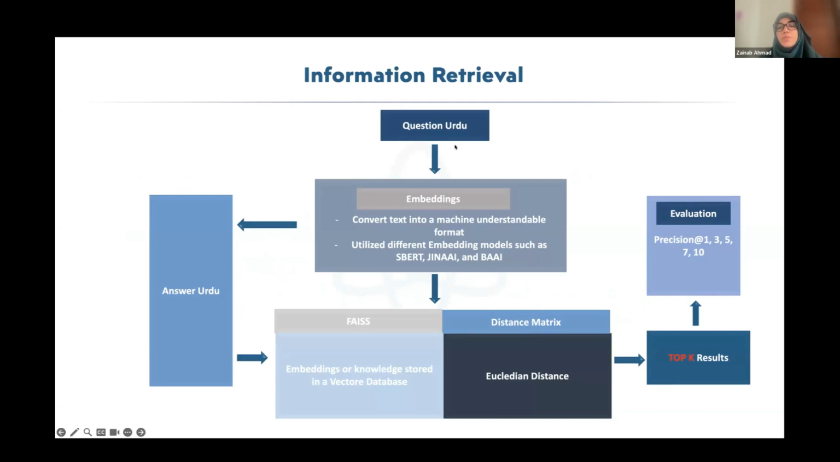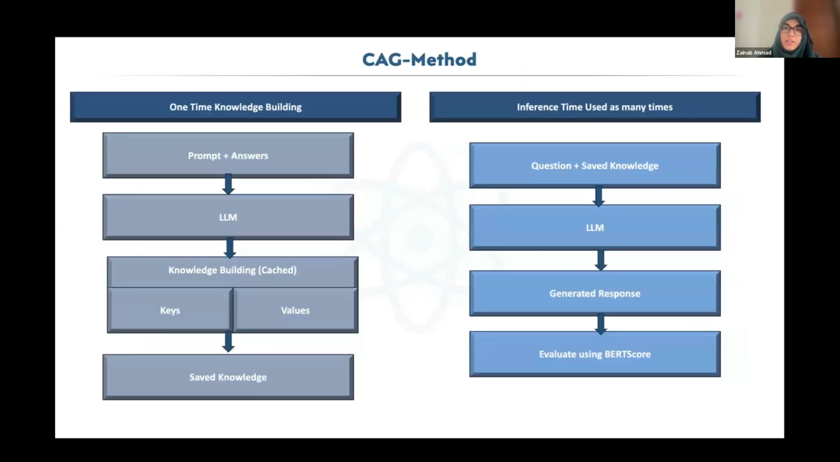Now at runtime, we give a question, embeddings are generated for that question, and then we calculate the Euclidean distance against the answers stored in this vector DB to find the best relevant answer for that question. Then we return the top k results, like we have used Precision at 1, 3, 5, 7, and 10. So this is how the IR works.